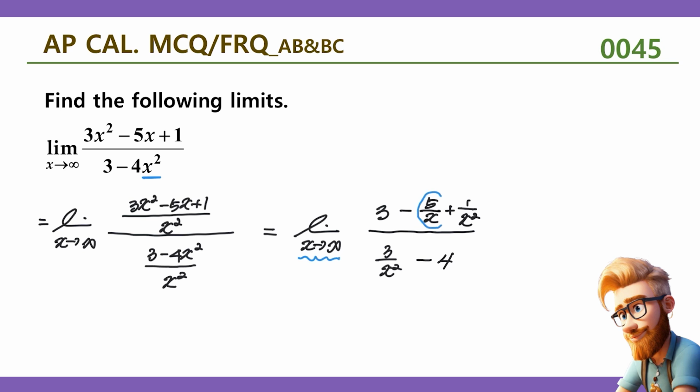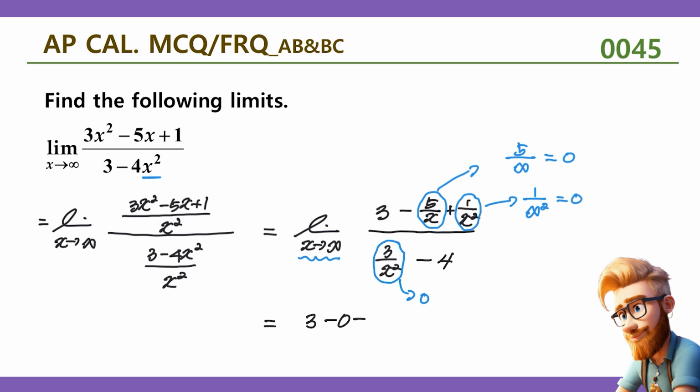As x approaches infinity, this term right here approaches 0, because of 5 over infinity. If we have infinity in the denominator, that's equal to 0. Also this one, 1 over infinity squared, that's 1 over infinity, so that approaches 0. This one also approaches 0. So we have (3 - 0 + 0) over (0 - 4). So the answer must be 3 over negative 4.